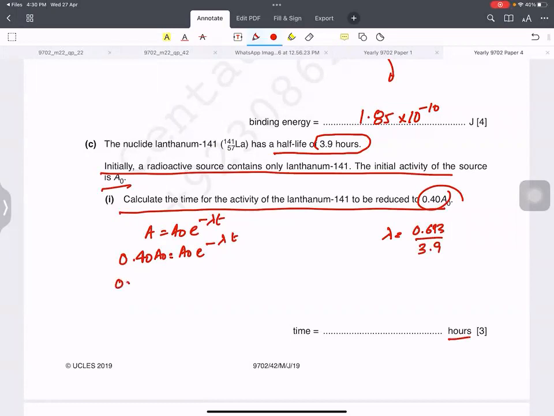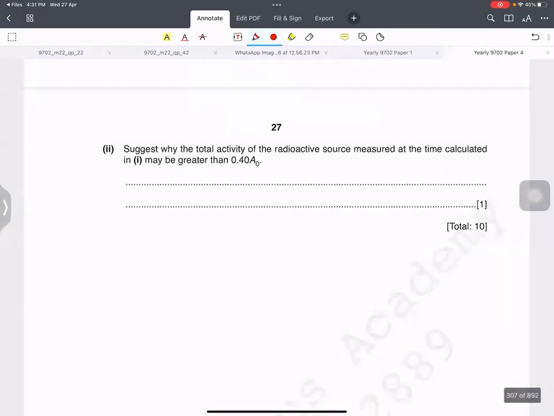So ln 0.4 equals to minus 0.693 over 3.9 times t. Okay, what is the time then? Five point two. All right.